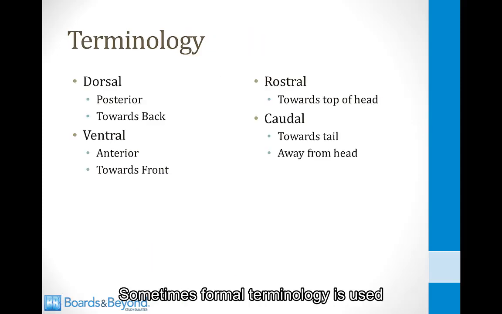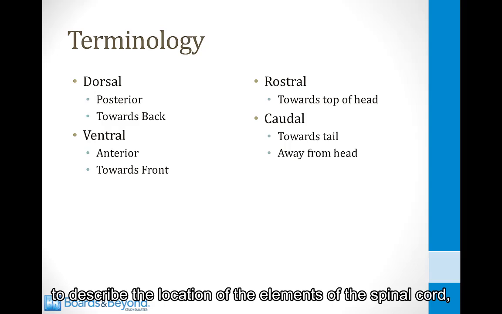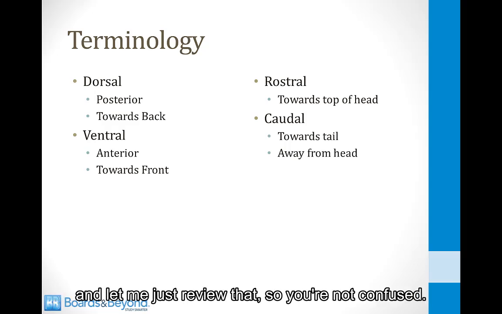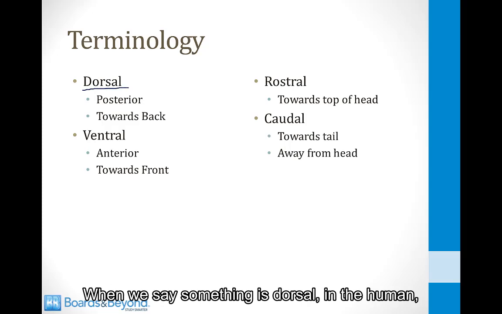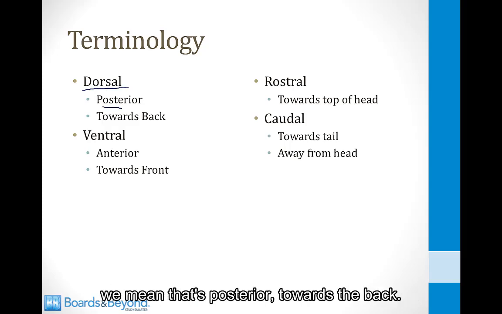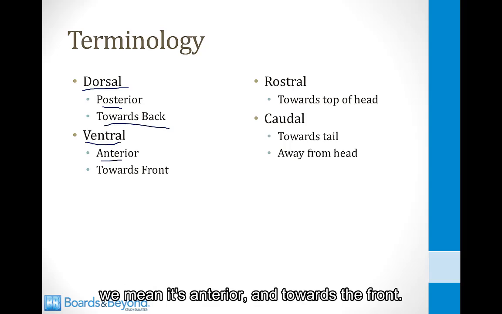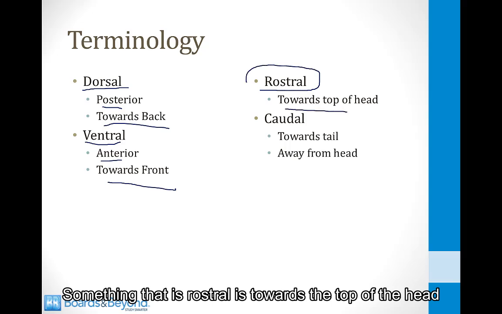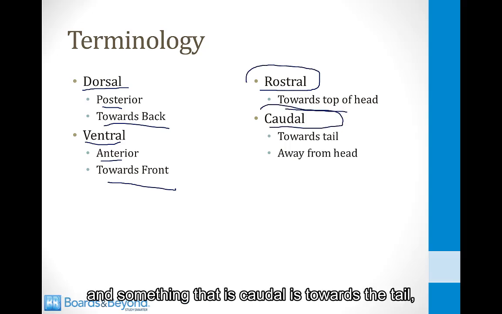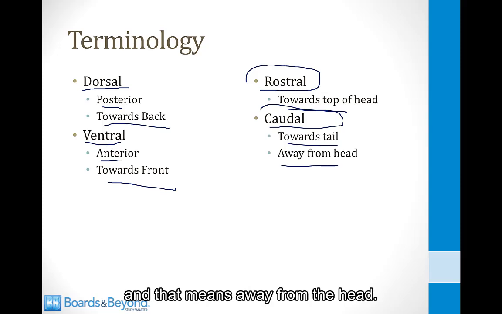Sometimes formal terminology is used to describe the location of the elements of the spinal cord, so let me just review that so you're not confused. When we say something is dorsal, in the human, we mean that's posterior, towards the back. You may know fish have a dorsal fin, and that comes off their back. When we say something is ventral, we mean it's anterior and towards the front. Something that is rostral is towards the top of the head, and something that is caudal is towards the tail, which means away from the head.